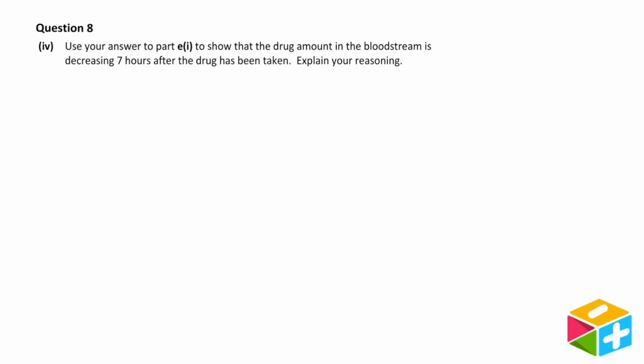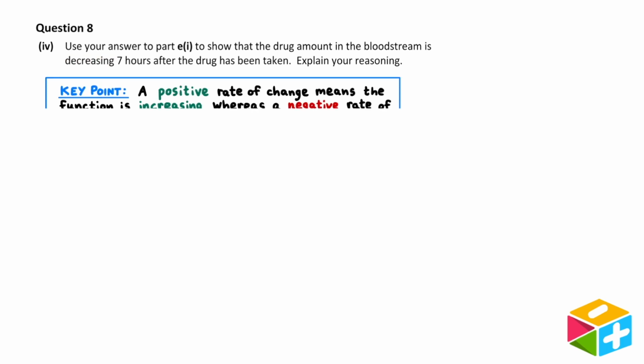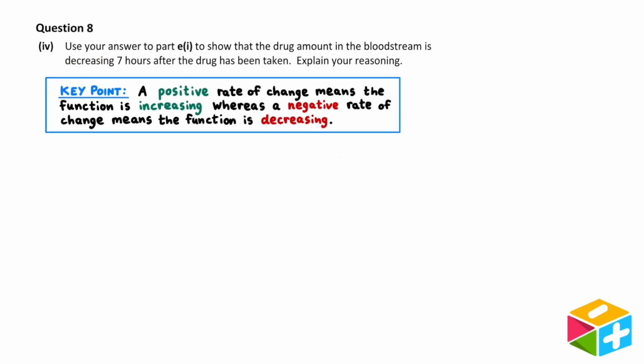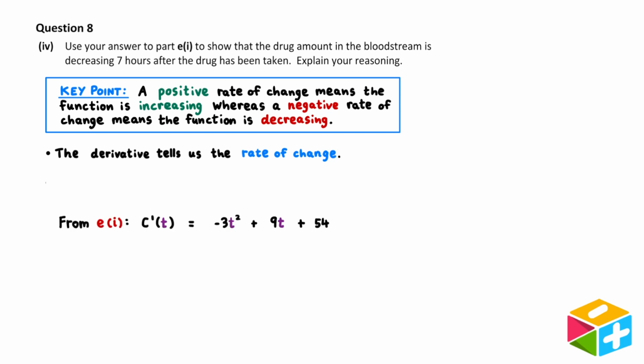We need to show that the drug amount is decreasing after 7 hours. A key point to keep in mind here is the following. A positive rate of change means that the function is increasing, whereas a negative rate of change means that the function is decreasing. So to demonstrate that the function is decreasing, we just need to show that the rate of change is negative. Well, we've seen before that our derivative tells us the rate of change. And in part EI, we found our derivative.